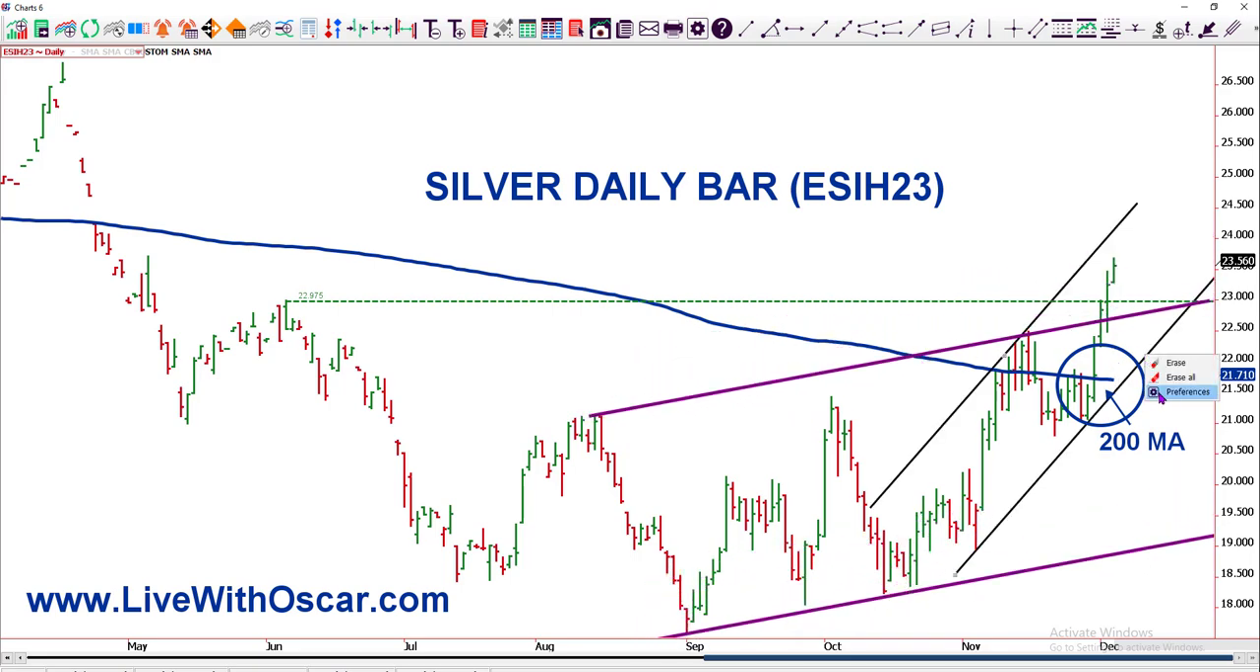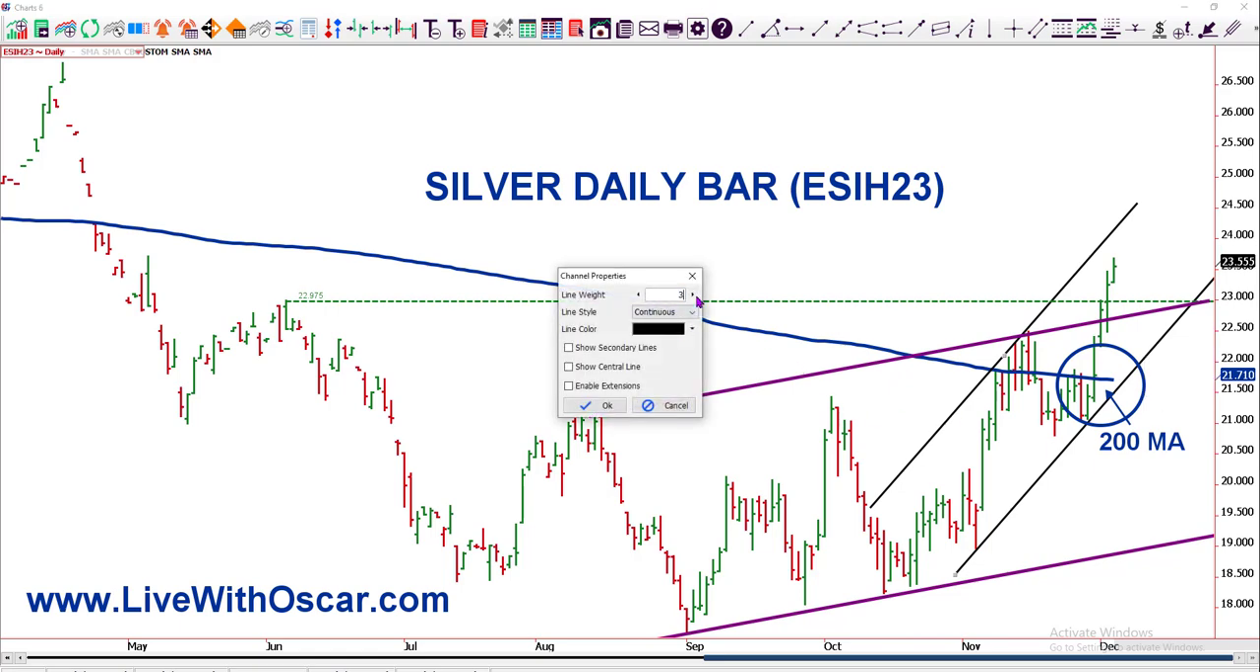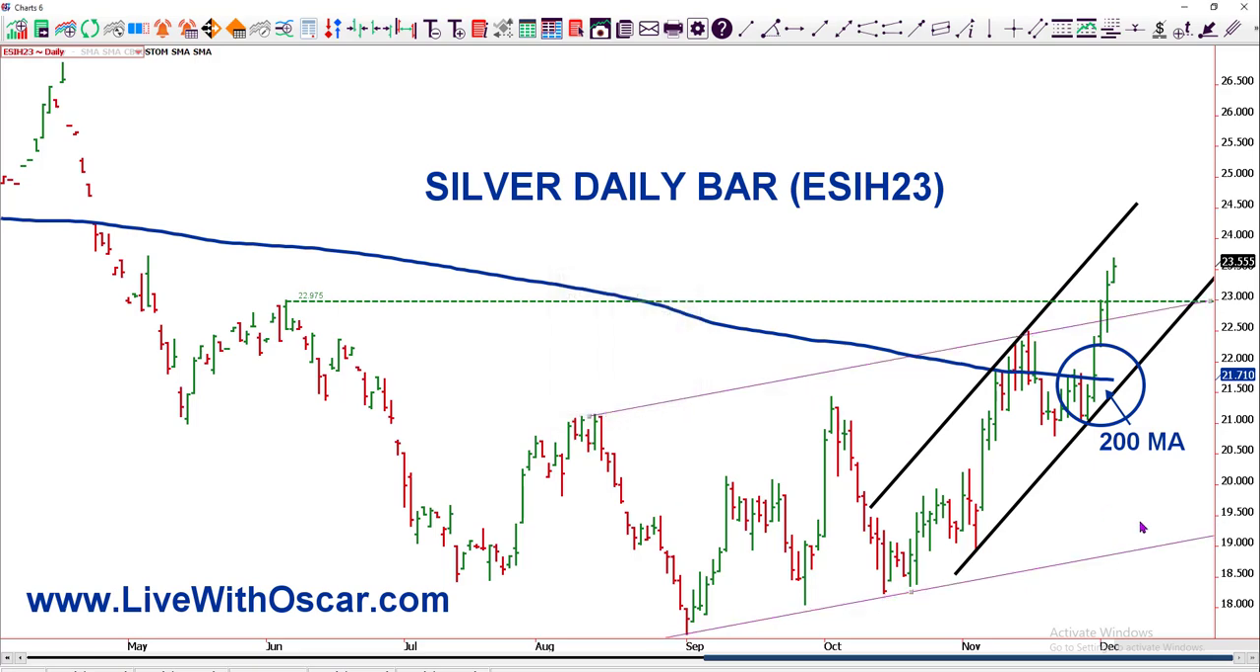and is now forming a new channel. Look at this. So we'll make this darker. We'll make this one lighter. And it's not as important as it used to be. The black one becomes important now. So we're inside the channel, above the 200-bar moving average, moving higher.